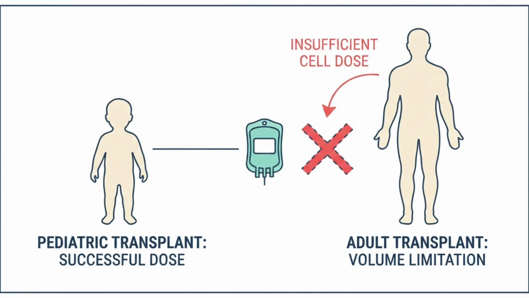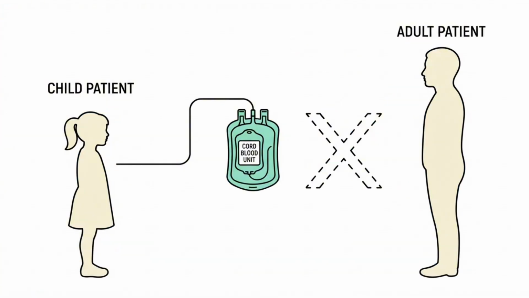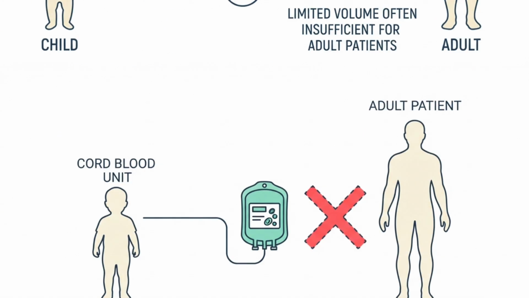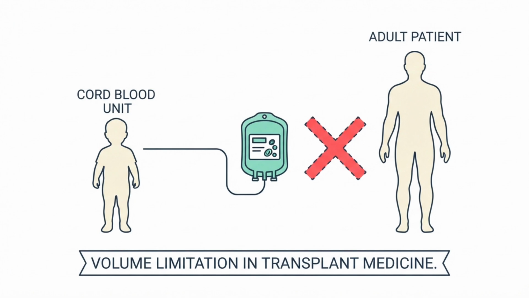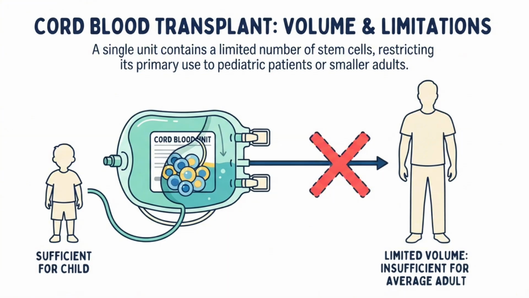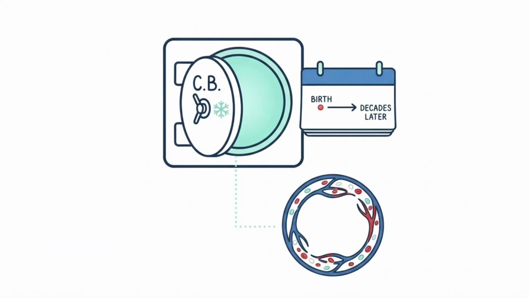However, each cord blood collection yields a strictly limited volume, which means the stem cell dose is sometimes too small to treat a full-grown adult effectively, restricting its use in certain cases to children or smaller patients. A single sealed vault of biological potential, collected once at the very beginning of a life and then held in reserve for a crisis decades later.